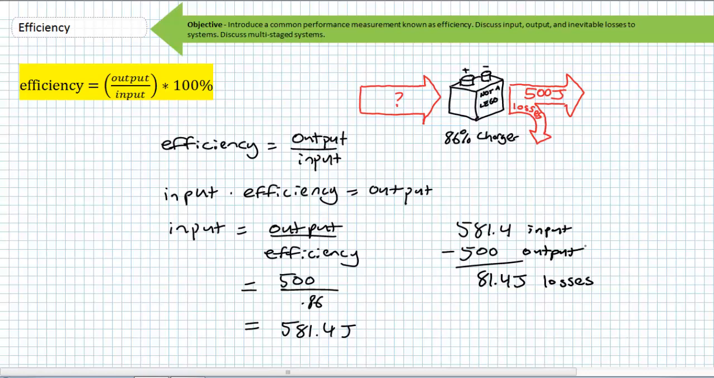Numbers aside, discussing efficiency and how it relates to intelligent energy is a very cool topic. Often at its most basic level, the task of engineers and technicians is to design, maintain, and improve systems so we get more output for less input. Efficiency is priority number one.